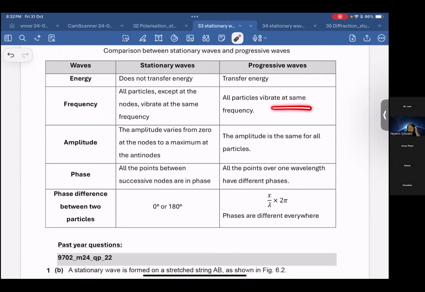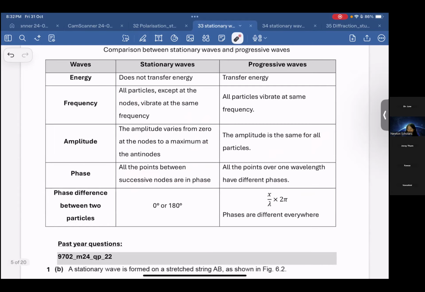So all particles vibrate at the same frequency. At the nodes they do not vibrate, they are at 0. The amplitude changes, because here they go down and become 0. But for the progressive wave, they just move forward, and all the time they have the same amplitude. All the points between successive nodes are in the same phase, so they are 0 degrees.